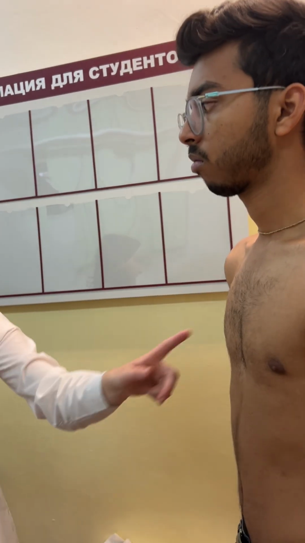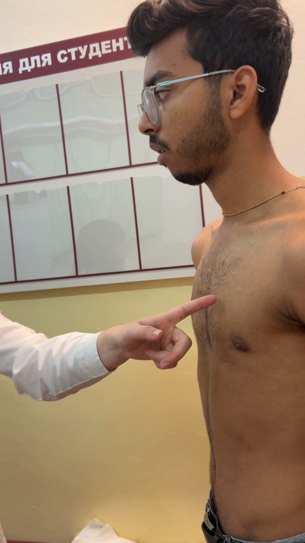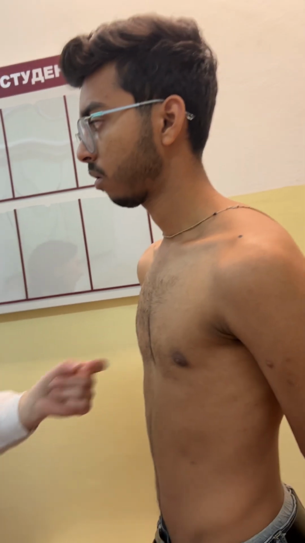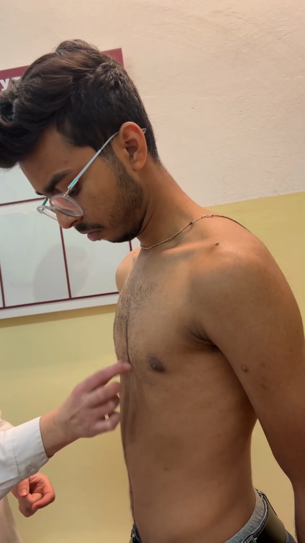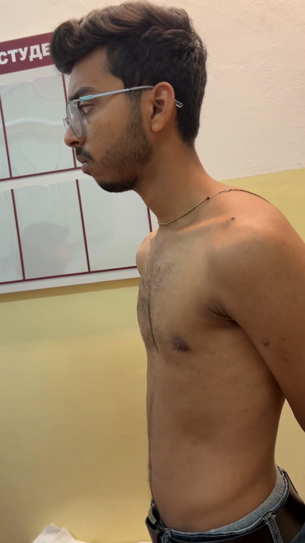No. Right ventricle, no. Here, right atrium, left ventricle, left atrium. The right ventricle is located here. It does not make any border on percussion of heart dullness. Okay, what else should we find?